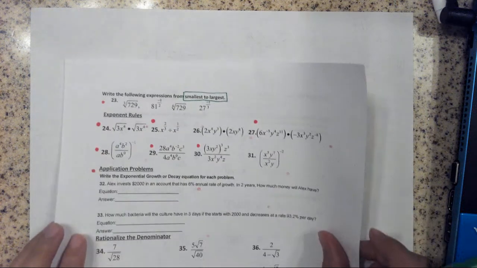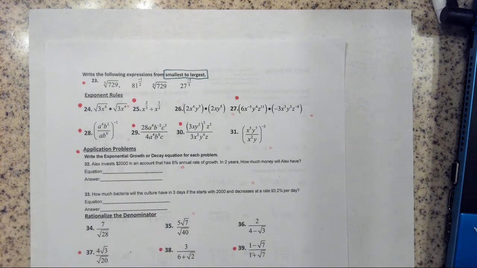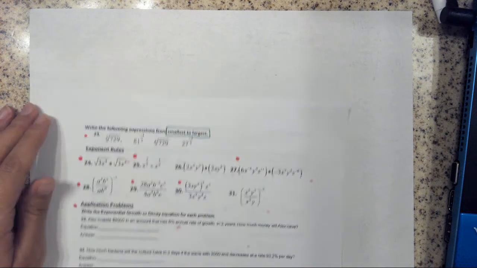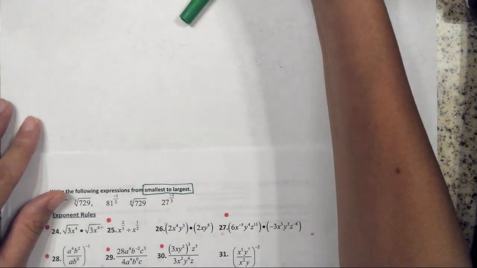Alright, so now we're going to move on to our exponent rules. So I'm going to be doing 24, 25, 27, 28, 29, and 30. So we'll go ahead and start with number 24. Let me zoom in a little bit.